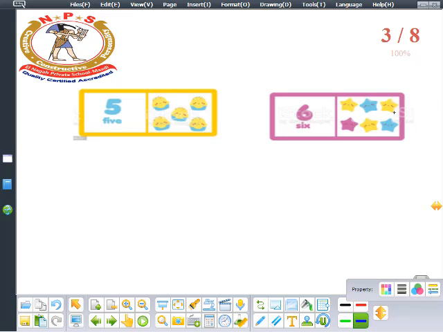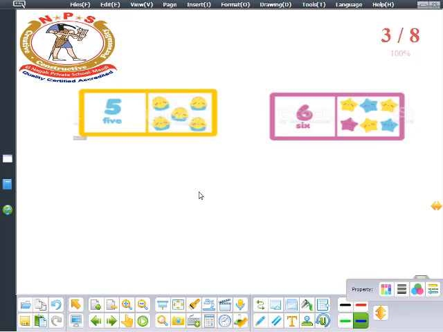What about these stars? When we find 3 up and 3 down, we know that they are how many? 6. Excellent. They are 6 stars, and that's number 6. 1, 2, 3, 4, 5, 6. Because they are 3 up and 3 down.